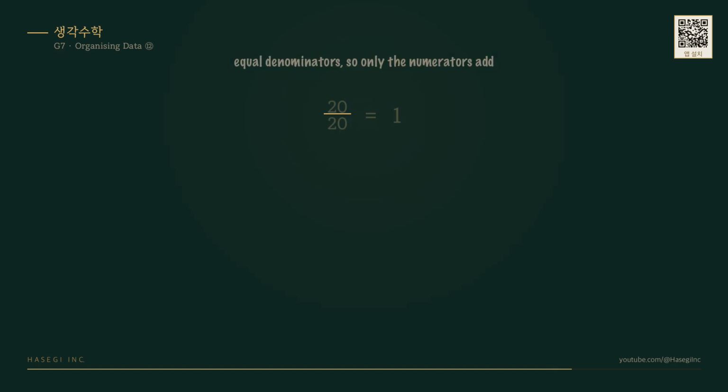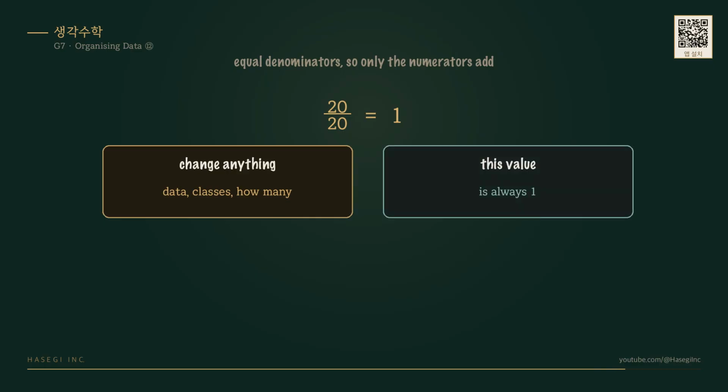So it happens because equal denominators let the numerators add, and those numerators come to the total. Whatever the data, however the classes are cut, whatever the group size, the answer is 1.